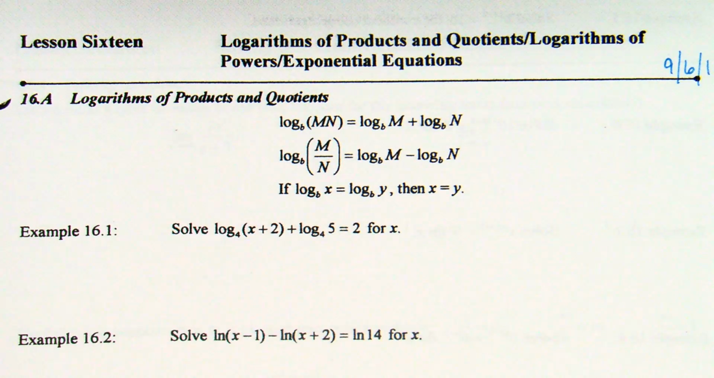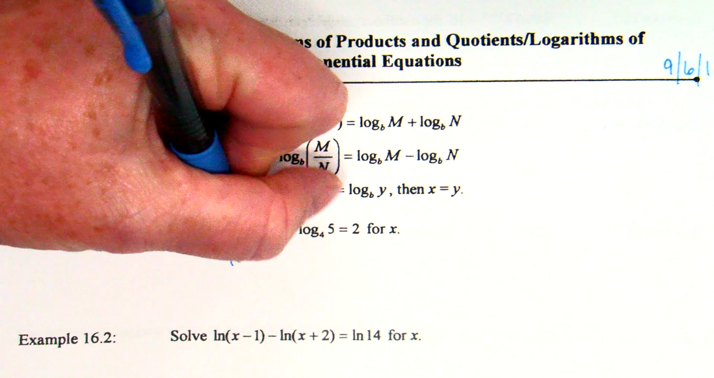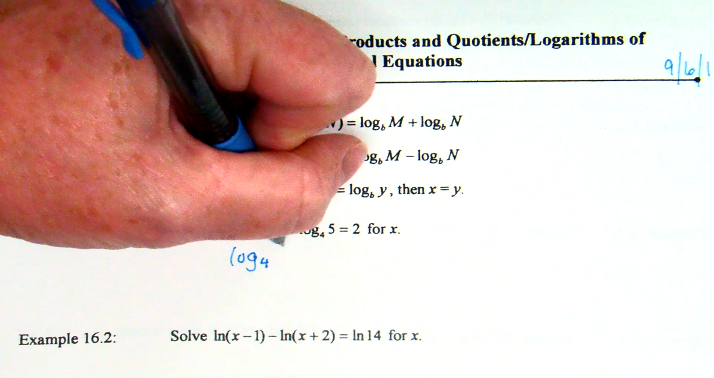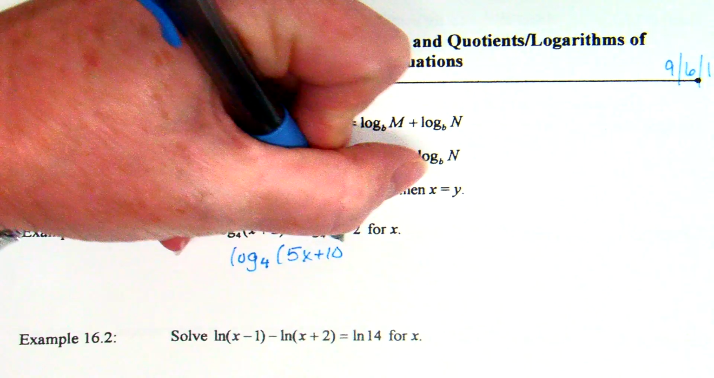Okay, what can we do on the left? Wouldn't it just be x plus 2 plus 5? Not exactly. The bases are the same. It's two logs being added. That can be rewritten as one log where the insides are multiplied. If it's two things being added, they can be rewritten as one being multiplied. So log base 4 of what is 5 times x plus 2? 5x plus 10. And that still equals 2 on the other side.